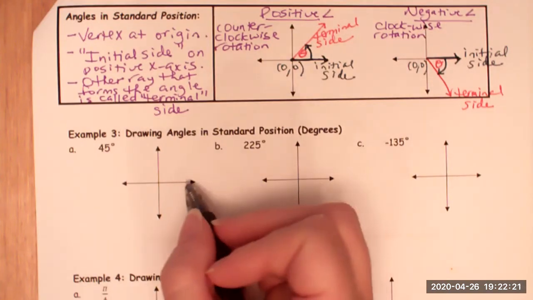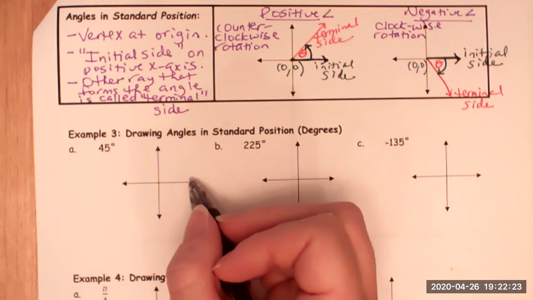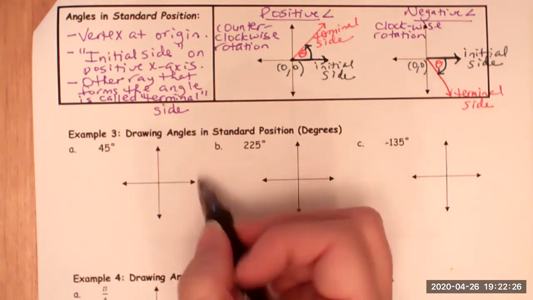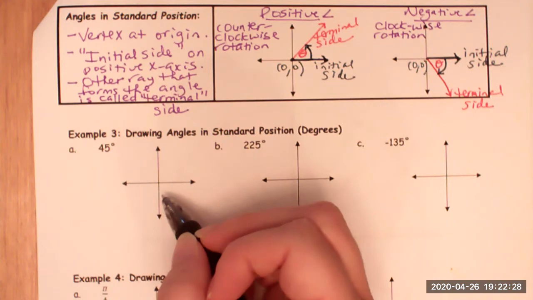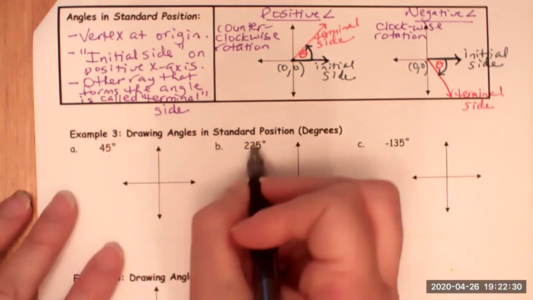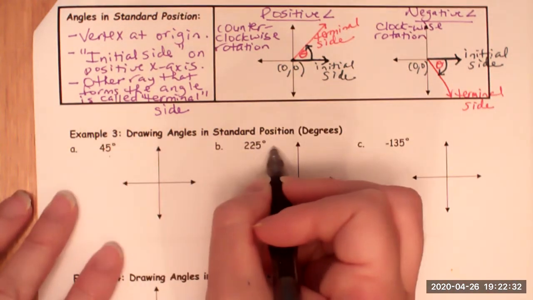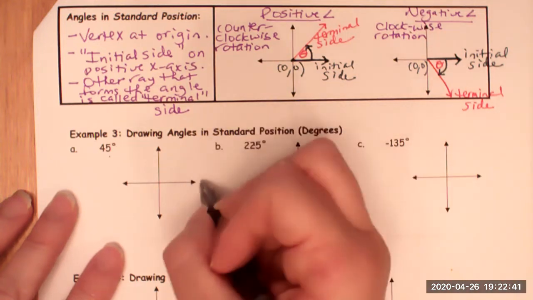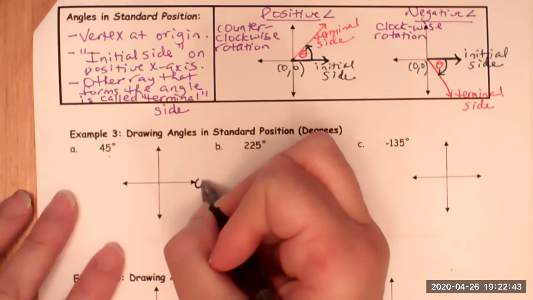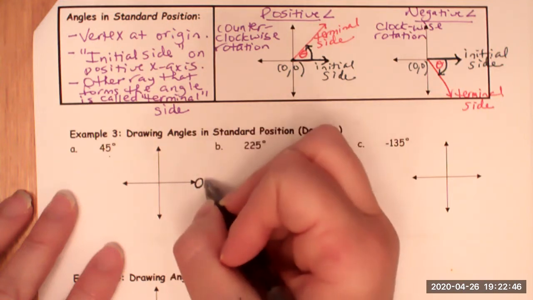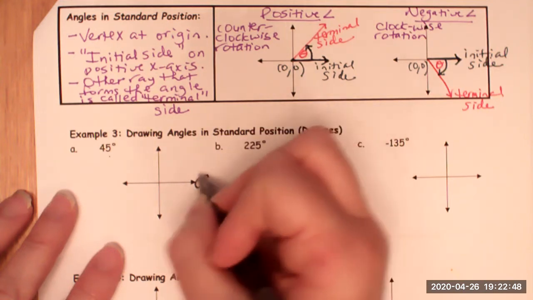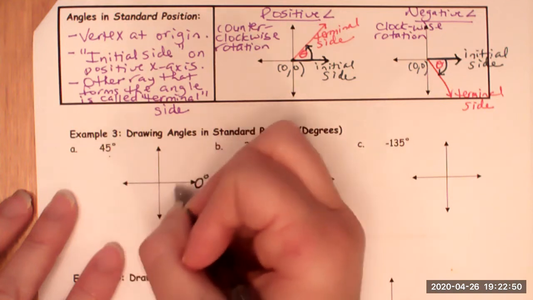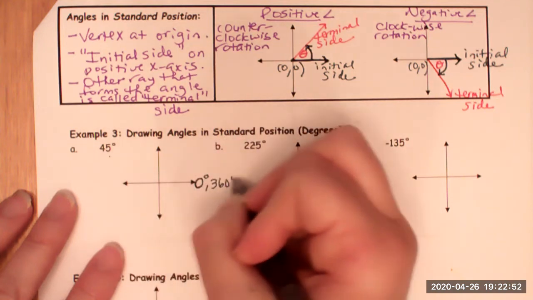First thing you want to do when you're drawing angles in standard position, if you're dealing with degrees, is label the axes in degrees. If you're dealing with positive measurements, you label the axes in positive degrees. If you're dealing with a negative measurement, you label the axes with negative degrees. So I'm going to name this spot on the positive x-axis as 0 degrees, and if I drew one full rotation, that would be 360 degrees.